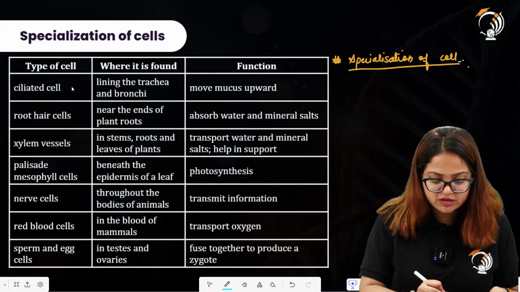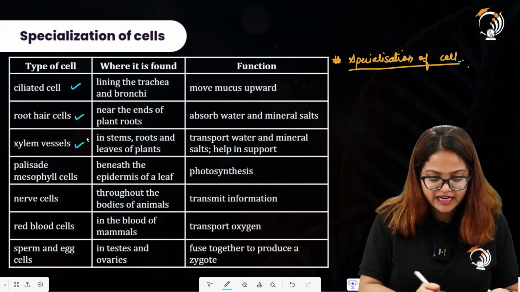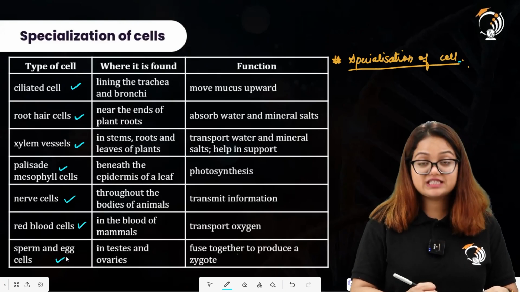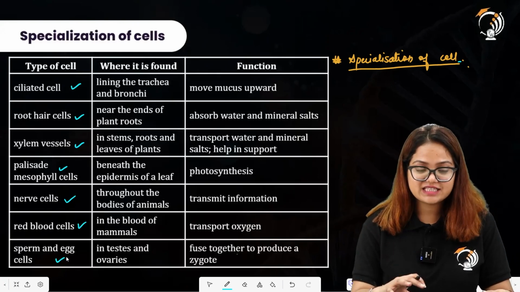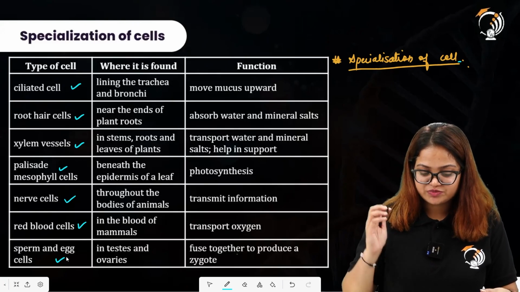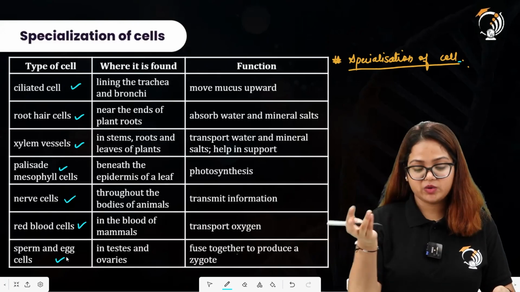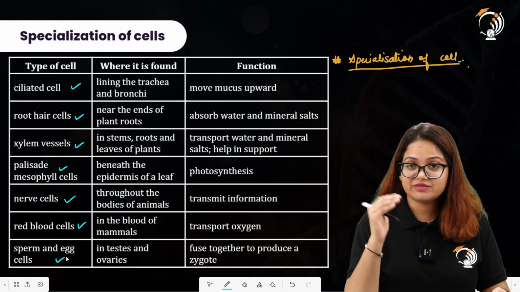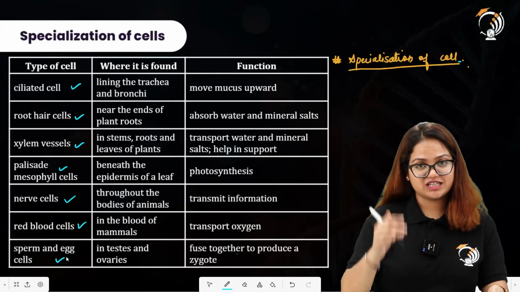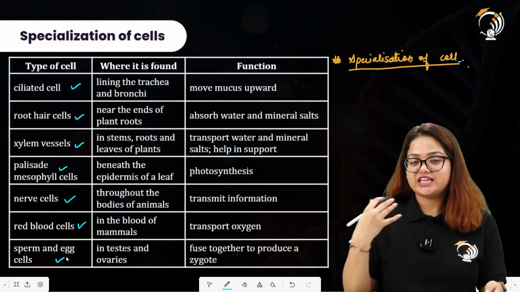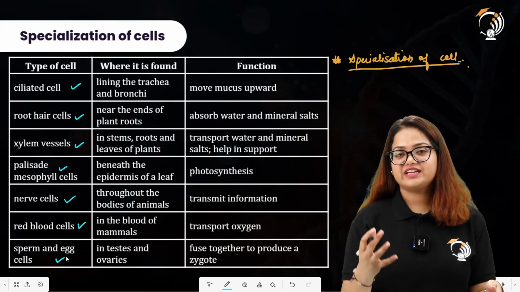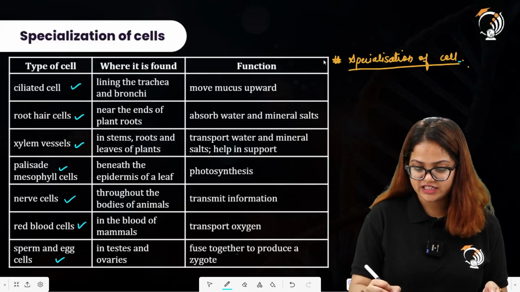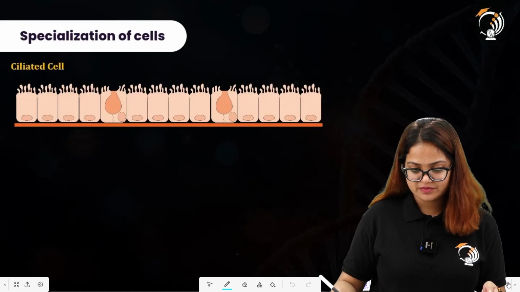We are going to study the ciliated cell, root hair cells, xylem vessels, palisade mesophyll cells, nerve cells, red blood cells, sperm cells and egg cells in the upcoming slides also. We will first discuss the structures, where they are found and what their functions are, and then we will proceed with this table. So it will be easier for us to recollect our information and understand the table in an easy way.